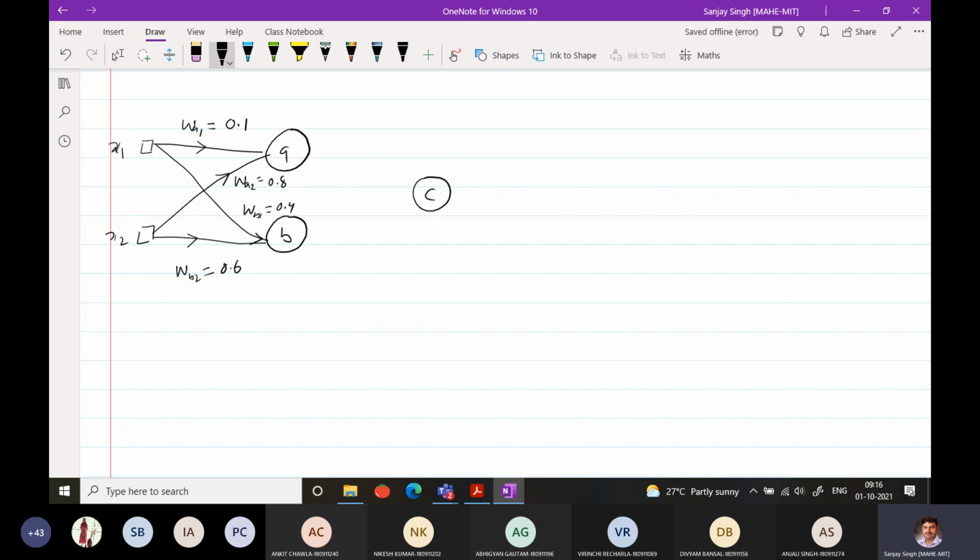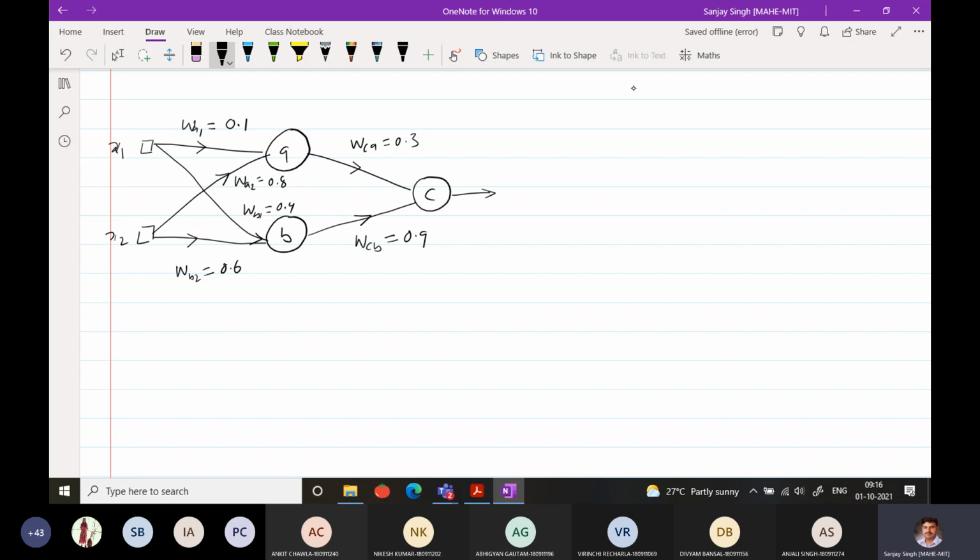Let me call it C. So this is your WCA. Let's say it is 0.3. I just randomly picked it. Don't worry about this. Initially, we have to put randomly, of course, under certain condition. So we'll see later all those conditions. WCB equal to 0.9, and here is the output.